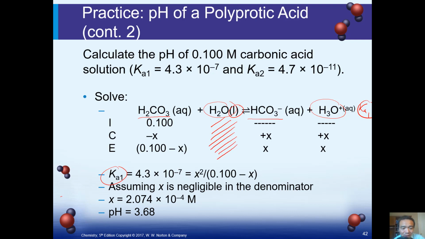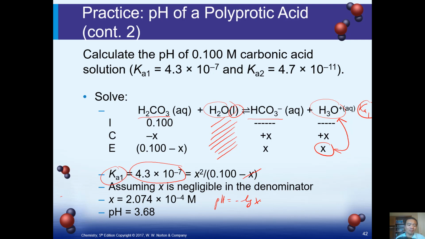That's how you build the ICE table. After you build the ICE table, because Ka is very small, you do the small x approximation, which means this x can be crossed out. You can calculate the x. Do remember, in acid, the x corresponds to the hydronium ion concentration. So the pH is simply the negative log x. For base, it would be pOH equals negative log x.